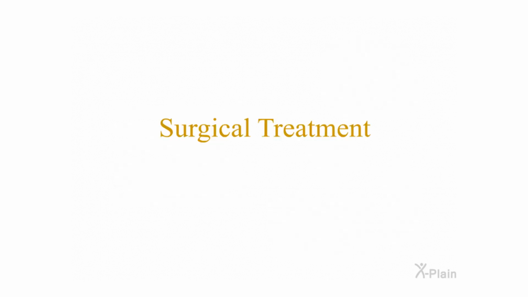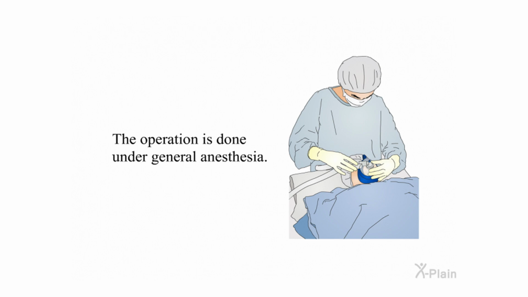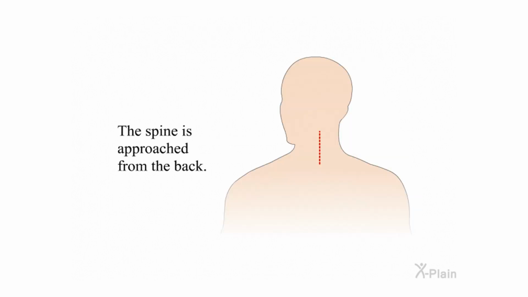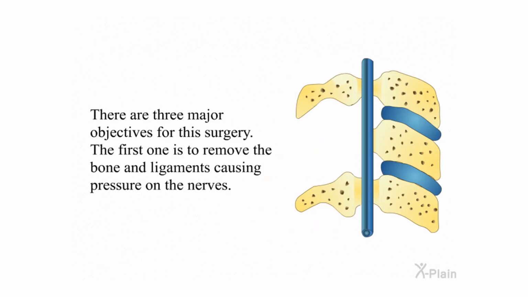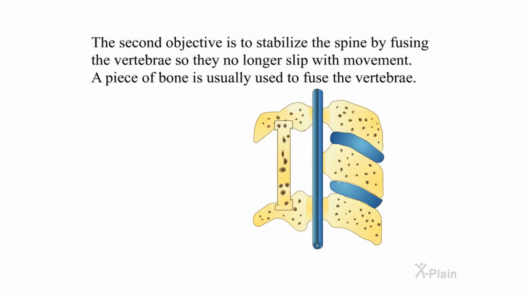Surgical treatment. The operation is done under general anesthesia. The spine is approached from the back. There are three major objectives for this surgery. The first one is to remove the bone and ligaments causing pressure on the nerves. The second objective is to stabilize the spine by fusing the vertebrae so they no longer slip with movement.